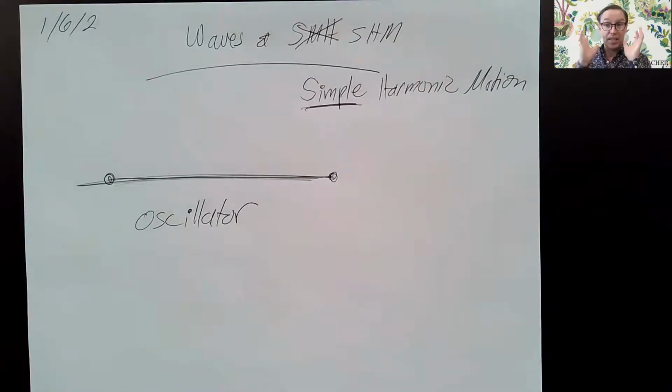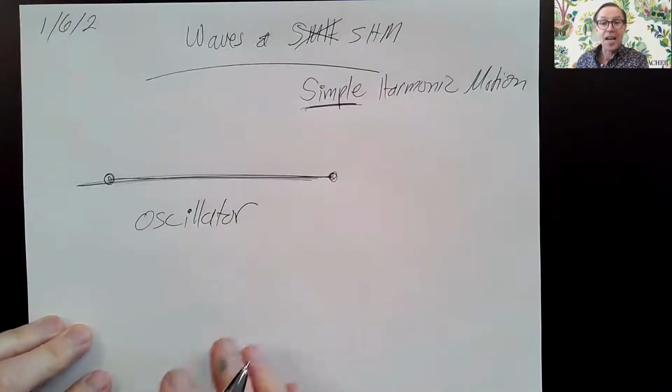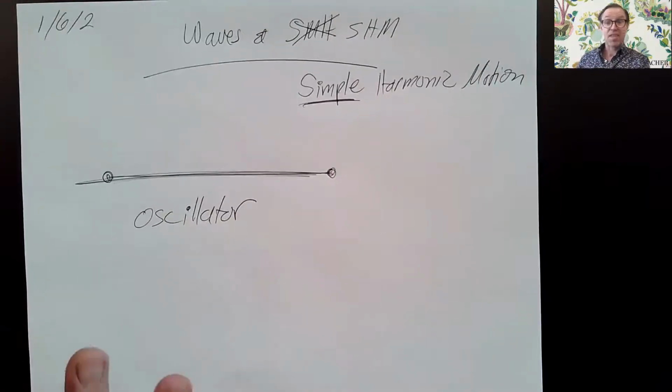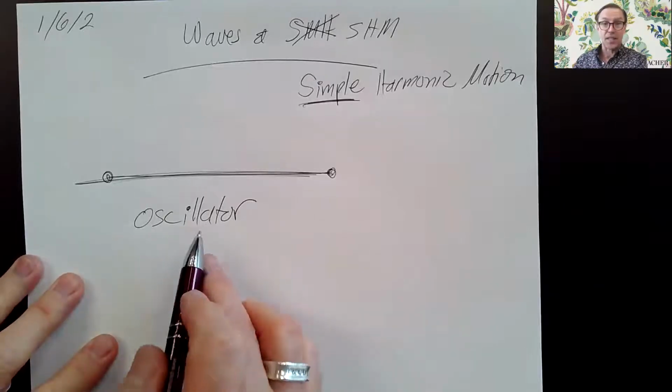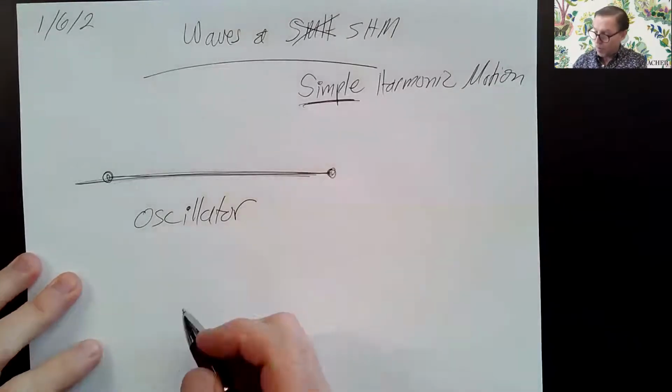So I'm going to tell you about a very specific way that something can go back and forth. Then I'll tell you some other things that can go back and forth. They're still going back and forth, but in different ways. So here's the thing that I am thinking about that is a simple harmonic oscillator that has simple harmonic motion.